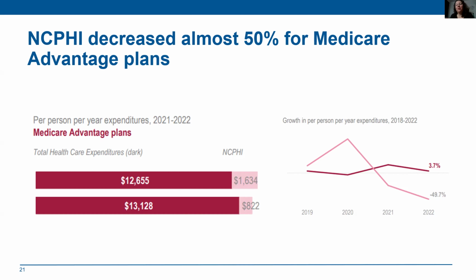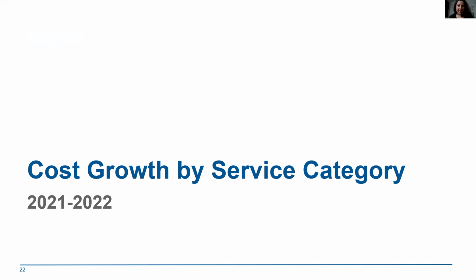Okay, cool. I know I'm going really fast, but I'm sensitive to time and want to get as much of this data out in front of you as possible. So let's go to the next slide and the next section. In the report, if you're following along, we are now in chapter 2. We are looking at cost growth by service category.